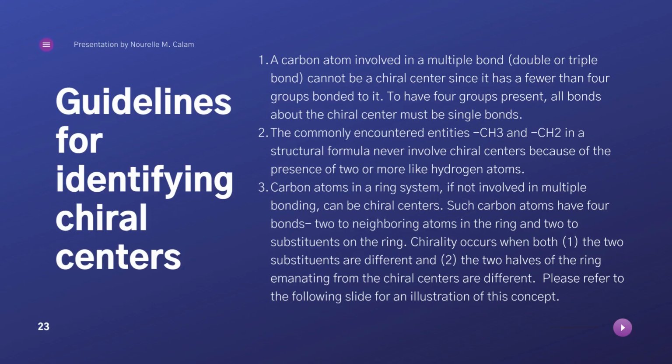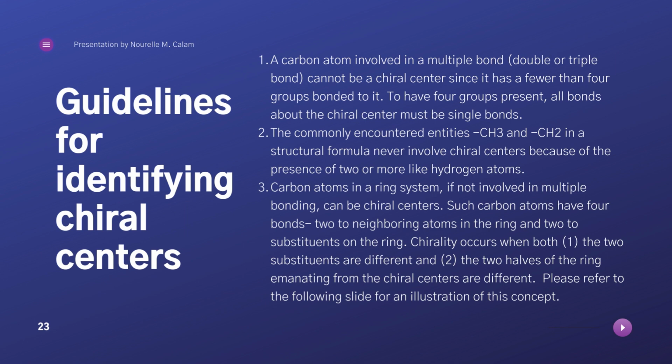Now we have here guidelines for identifying chiral centers. So aside from the baseline of having four different groups attached to that carbon atom, we have additional guidelines on identifying chiral centers. Now first, a carbon atom involved in a multiple bond, whether it be a double or triple bond, can never be a chiral center. Again, a carbon atom involved in a multiple bond, whether double or triple bond, can never be a chiral center since it has fewer than four groups bonded to it.